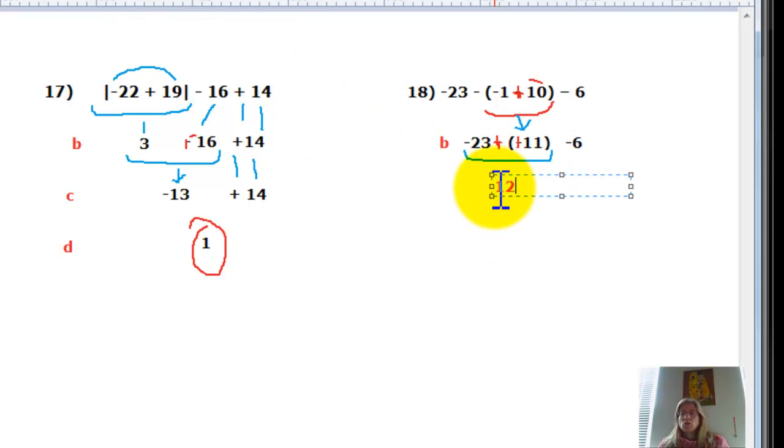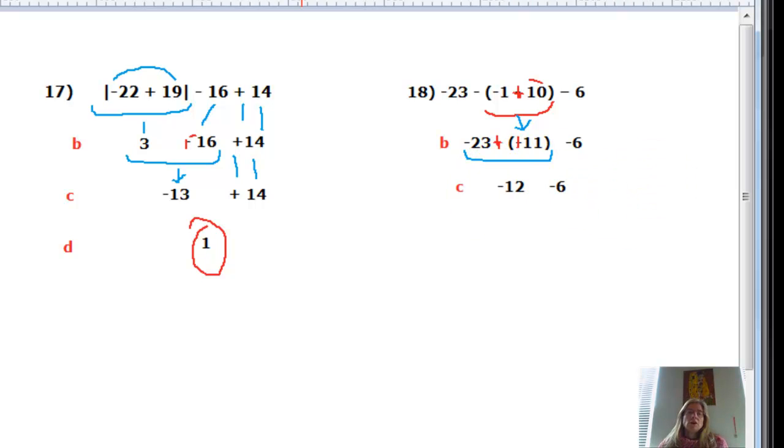So right there we're going to have a 12, but we have to decide, well, what is the sign on the 12? We look, which is larger, 11 or 23? 23 is larger. 23 has a negative sign, so we end up with a negative 12. Let's bring down the rest of our problem, which is minus 6. So what I've done is I've solved these two, negative 23 plus 11, and then I brought this down, and that gives you a negative 12 minus 6.